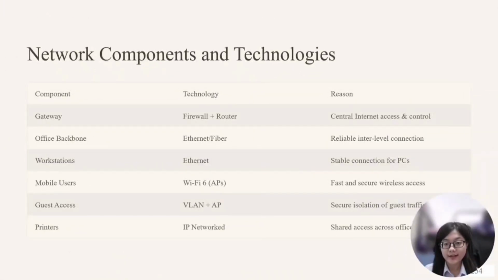And I will be presenting the second half of our proposal, covering slides 6 to 10, which include the network components, VLAN segmentation, switch planning, and our conclusion.